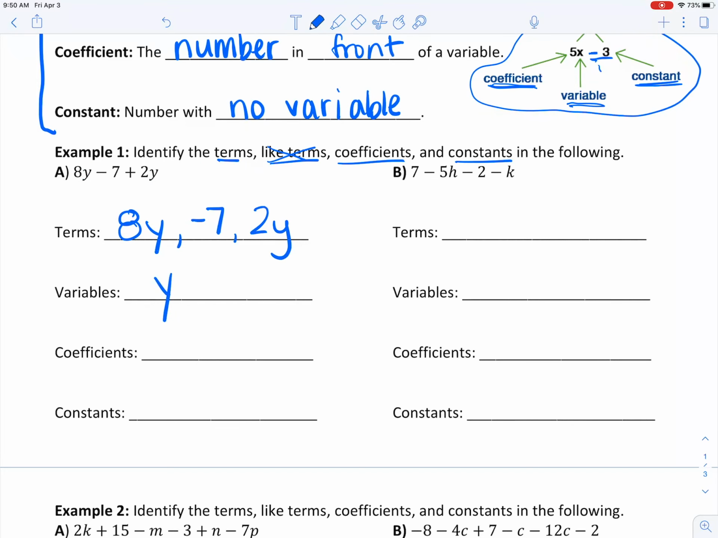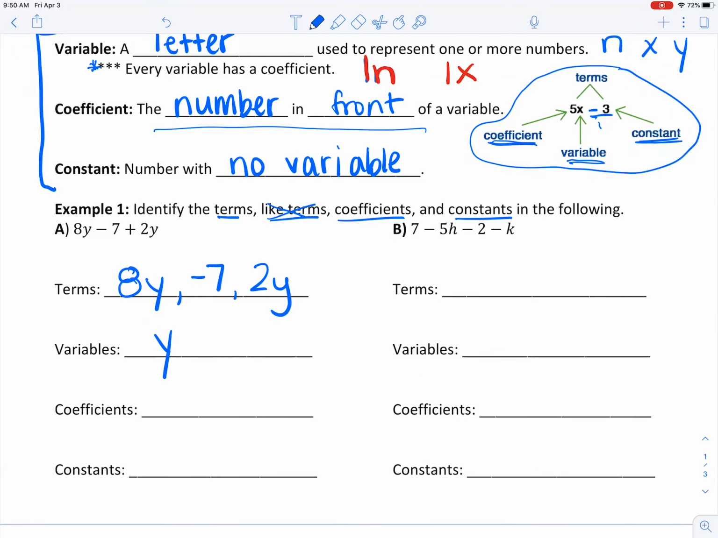All right, coefficients. Coefficients, that is the number in front of a variable. So if this y is my variable, I'm looking for the number in front, which is the 8. Here's a y. The number in front is the 2. So we're going to write down an 8, comma, and a 2. And we're specifically just looking for the number here.